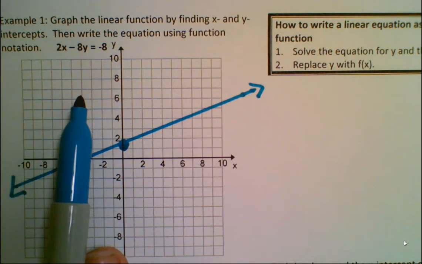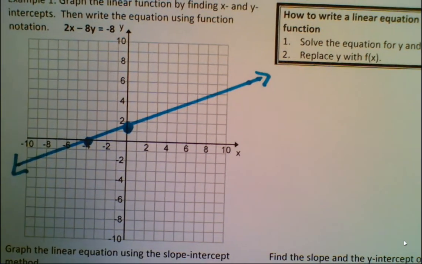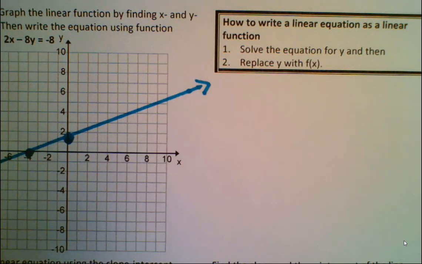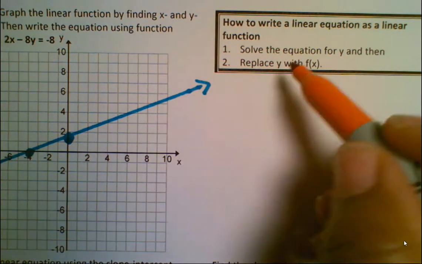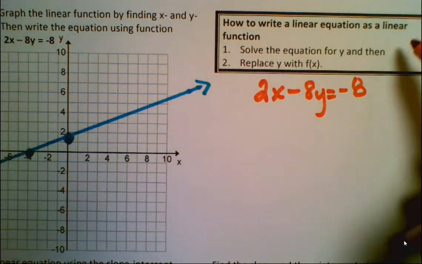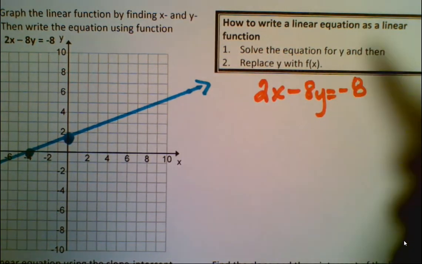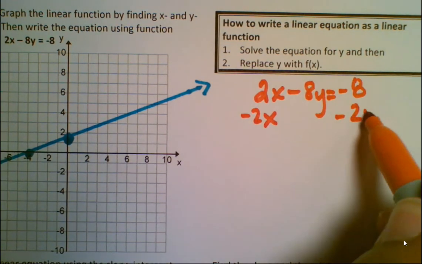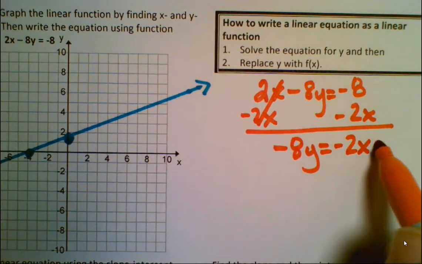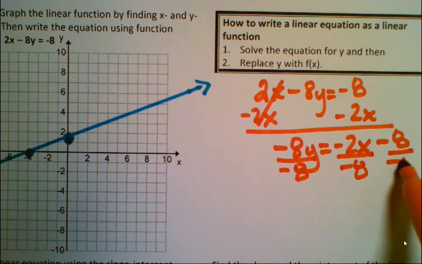So our second part to this, it says here, then write the equation using function notation. So what this means is that we're going to take the equation 2x minus 8y equals negative 8, and we're going to solve the equation for y. So let's do that. We're going to subtract 2x from both sides. We have negative 8y equals negative 2x minus 8. Divide by negative 8 to each term.